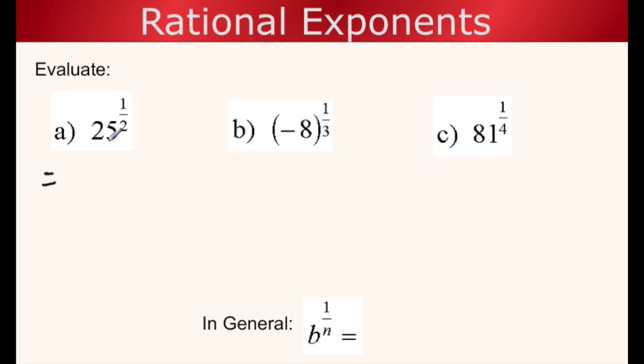So this is 25 to the power of a half. Remember that using that first rule, that's just the square root of 25. We can square root 25, we know that, it's 5. So 25 to the power of a half is 5.